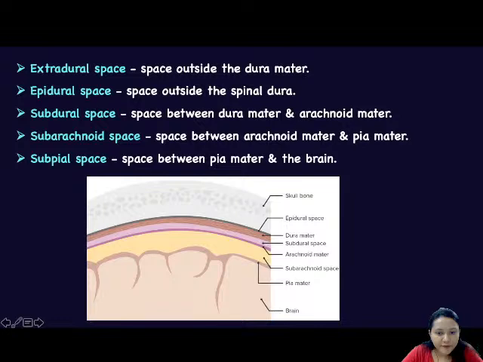Now let me show on this image. As you can see, this is the dura mater, this red one which I have shaded.